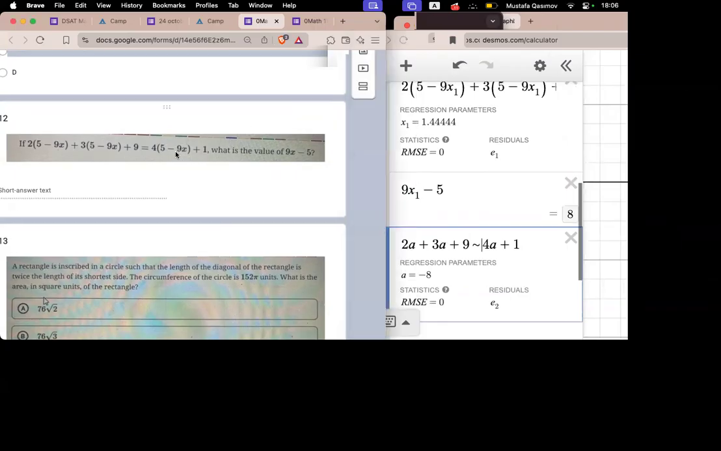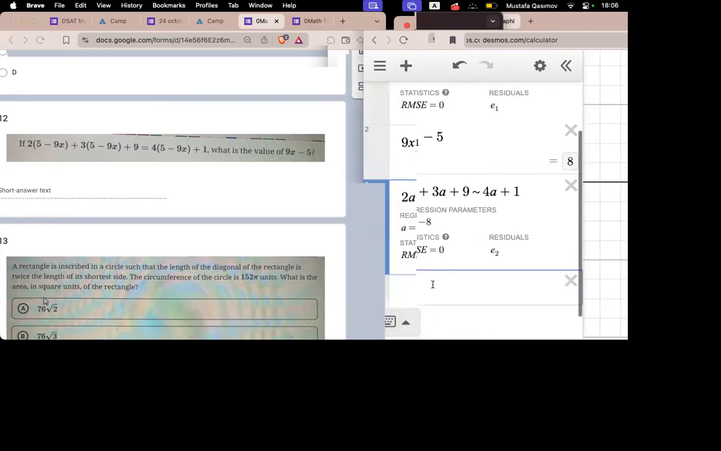But you have to be careful. It say it is 5 minus 9x, but it asks about 9x minus 5, right? So if it is a, it is negative a. Then let's write here negative a and you will get answer 8.